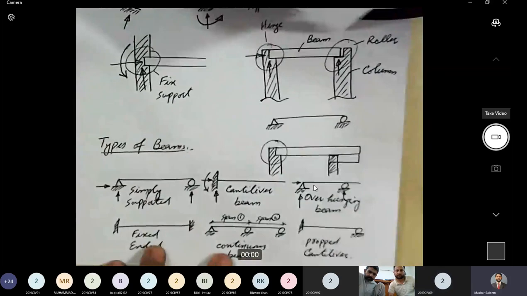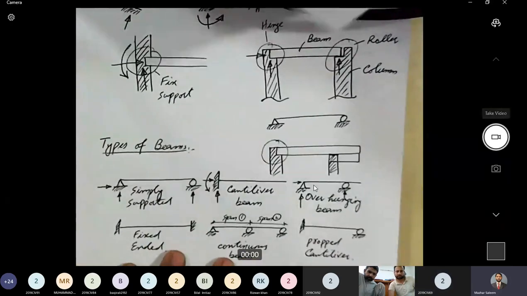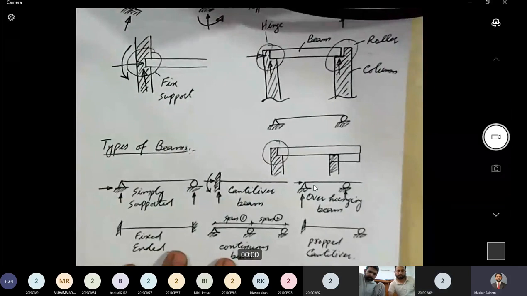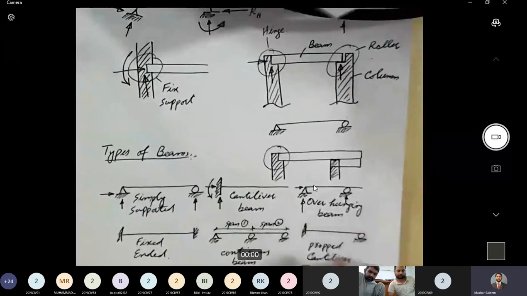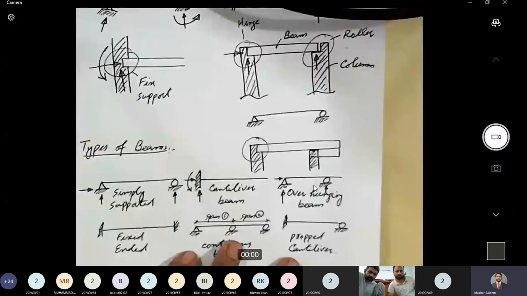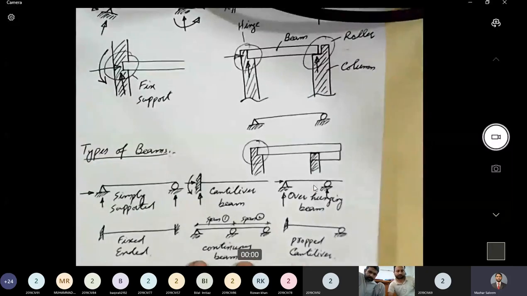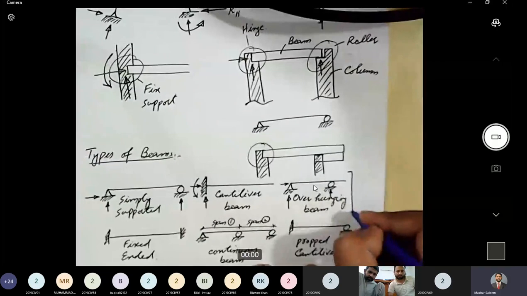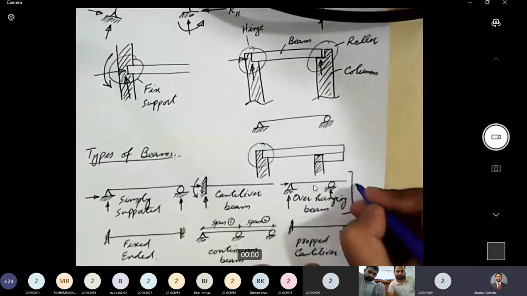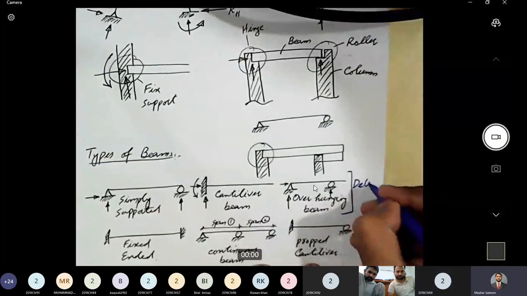All right, so these were different types of beams. Now, one thing, as somebody pointed out about stability and determinacy: the first three types in this row that I have mentioned here are determinate beams.